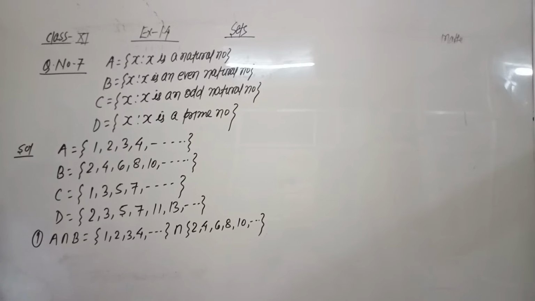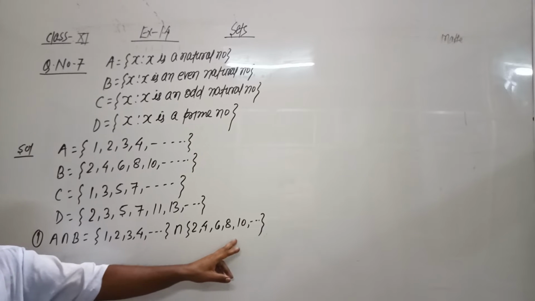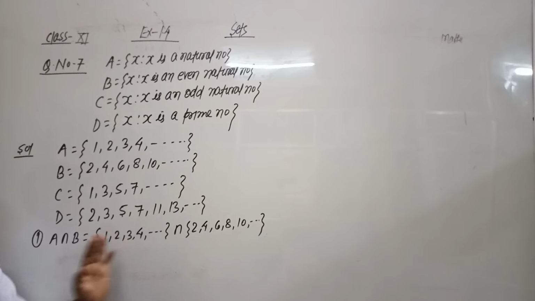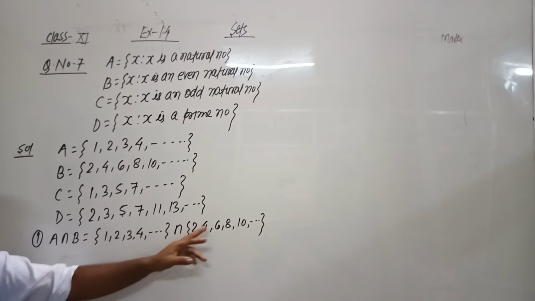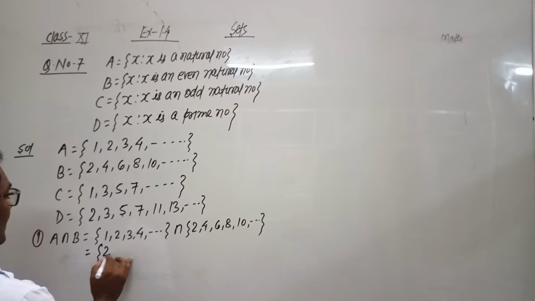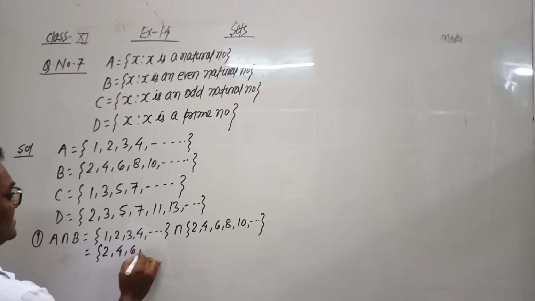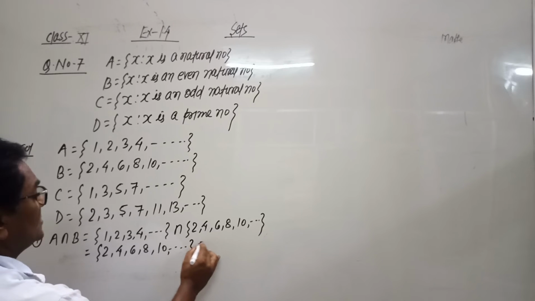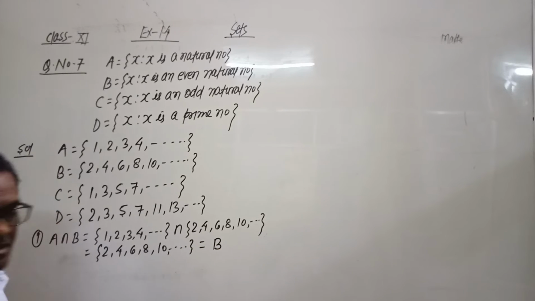So what would be the result? Set A has odd and even natural numbers, and this is the even natural numbers. So the even natural numbers are common in both the sets. 2 is available in set A, 4 is available, 6, 8, 10 are available. So the result will be the even natural numbers 2, 4, 6, 8, 10 and so on, which can also be written as set B.